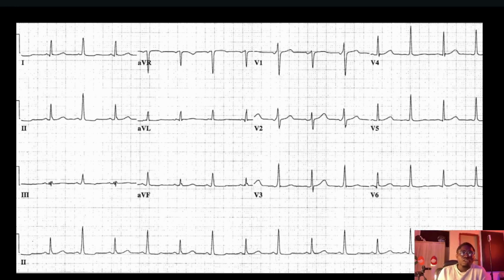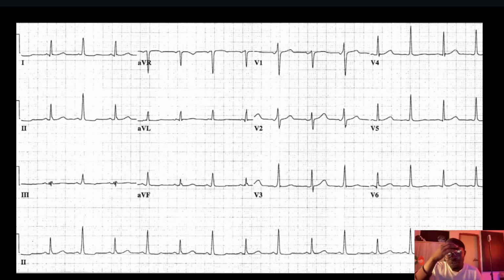I will leave this on screen for a couple of seconds. You can pause it and try to identify the findings on the screen just like I have, and after you're done, we can discuss it together.